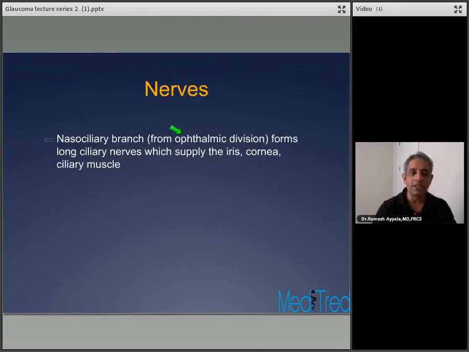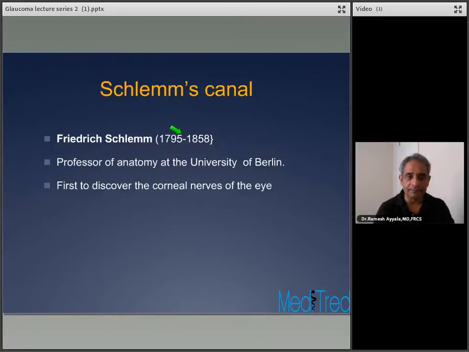The nasociliary branch from the ophthalmic division forms the long ciliary nerves, which supply the iris, cornea, and the ciliary muscle. And so this entire complex is supplied by the nasociliary branch of the ophthalmic division, mainly from the long ciliary nerves.